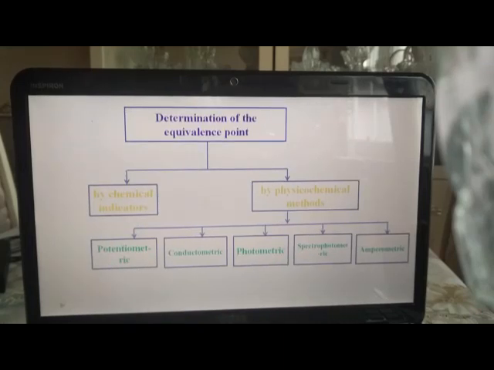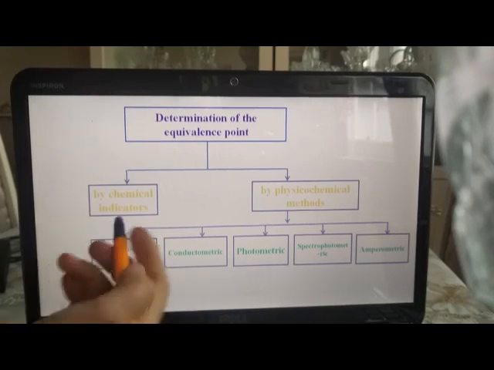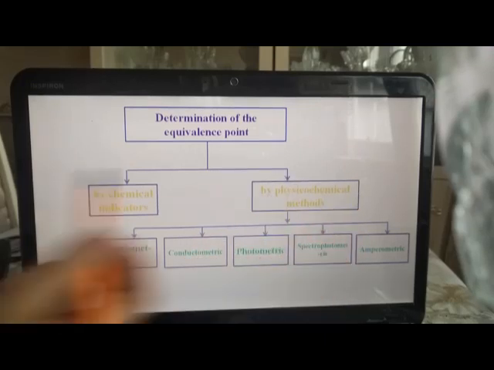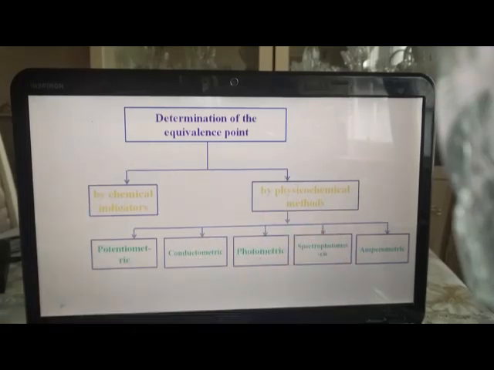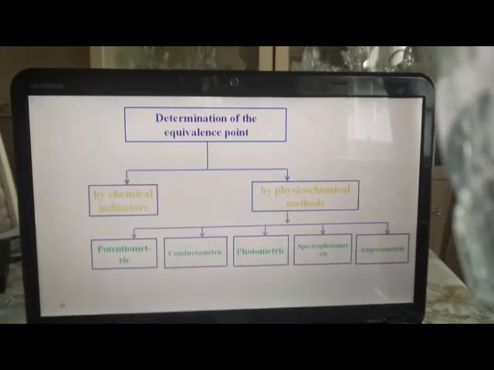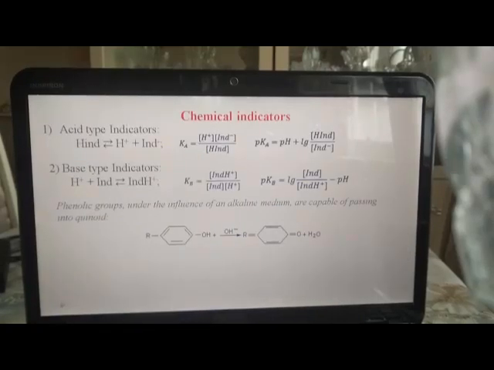Determination of the equivalent point. It is possible to determine the equivalent point in two ways: by chemical indicators and by physical-chemical methods. Among the physical-chemical methods, we know potentiometric titration, conductometric titration, photometric, spectrophotometric, and amperometric methods. Now, chemical indicators.